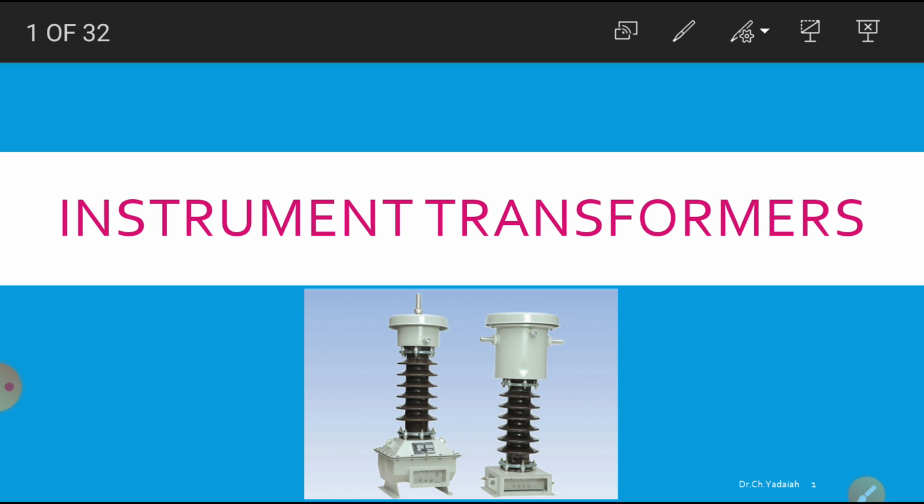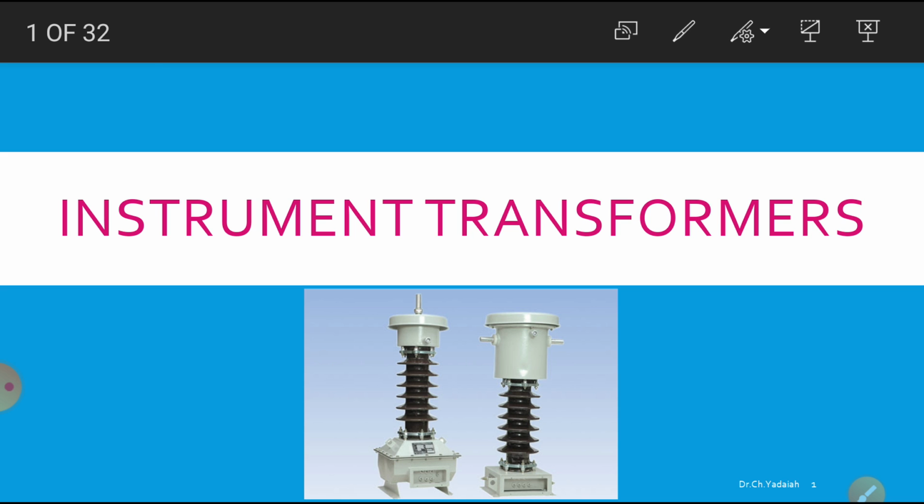So finally, we are going to compare these two instrument transformers, that is a CT and PT, and lastly we are going to know some practical applications of these instrument transformers. Okay, so let us see how these instrument transformers play a vital role in our electrical field.